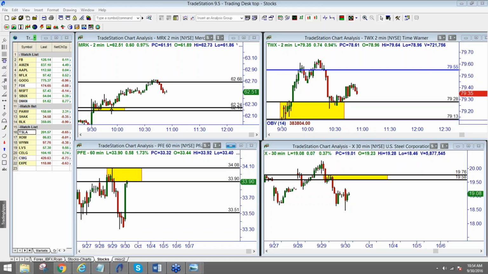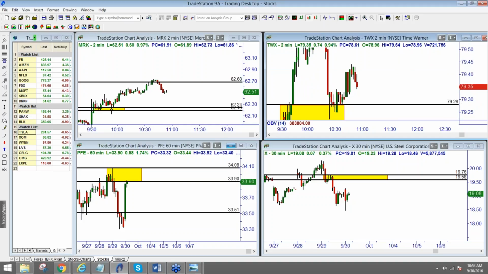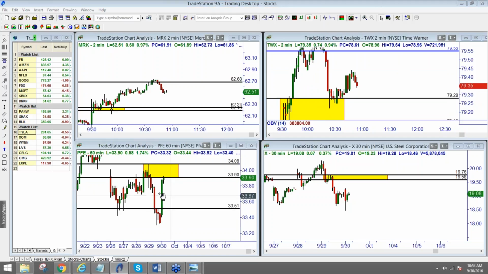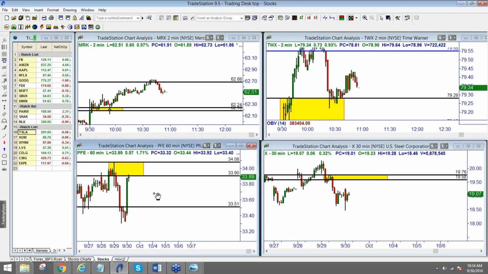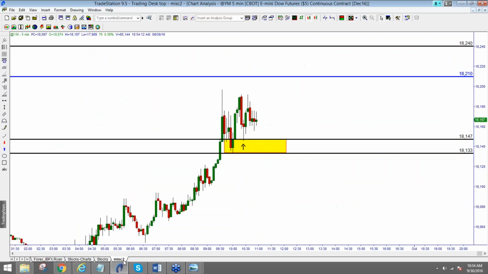Okay, we got two trades here. This one, TWX, seems to be backing off a little bit. Doesn't mean it's over or anything like that. It's a nice wide zone. And Pfizer's back in the zone here at 33.90. Dow's just meandering right in the middle. I mean, the market's starting to slow down a little bit probably. So just need to reverse up into this area.